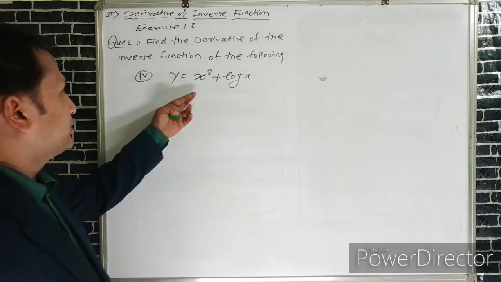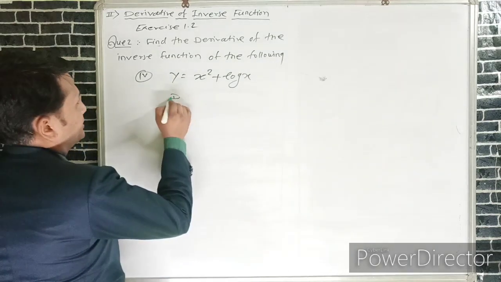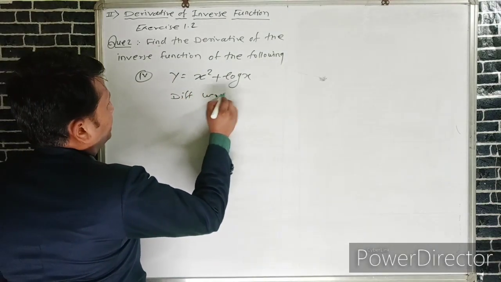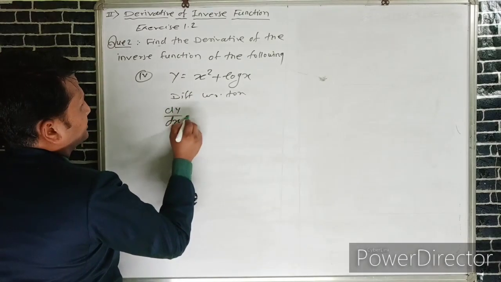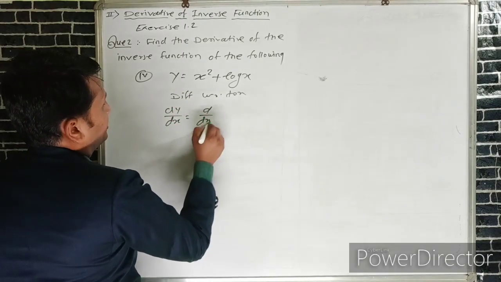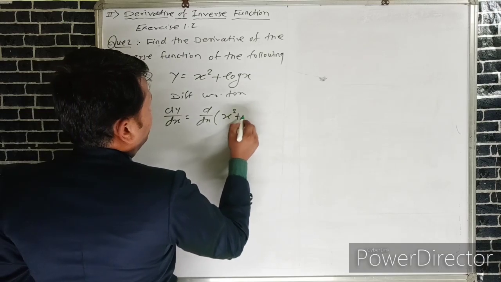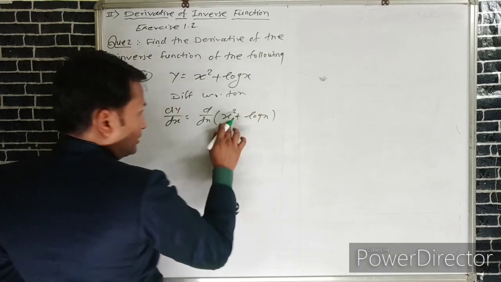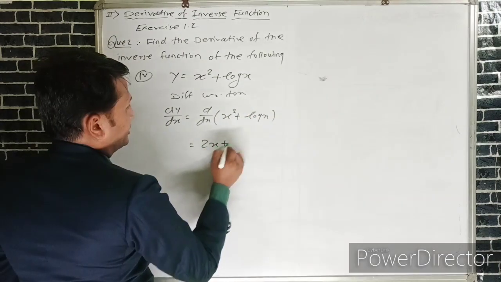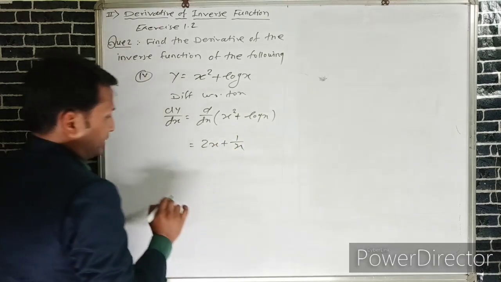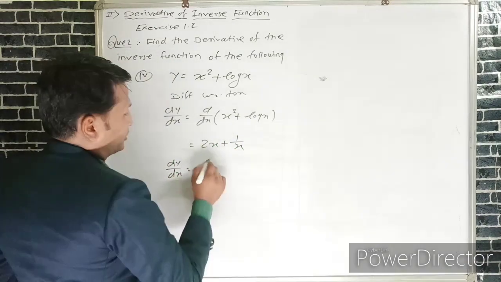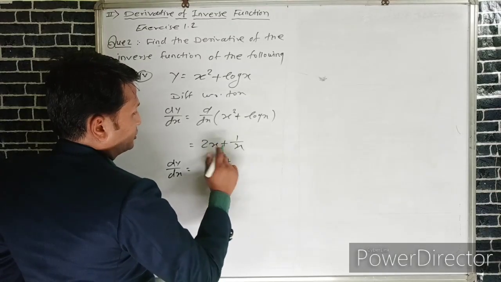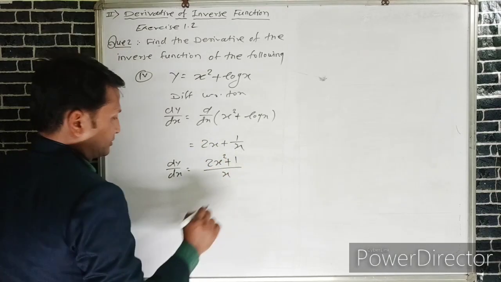Similarly, we can solve this example. If we differentiate with respect to x, then we can write the derivative of y is dy by dx. We know that the derivative of x square is 2x and the derivative of log x is 1 by x. Hence, we can write dy upon dx is 2x plus 1 upon x.